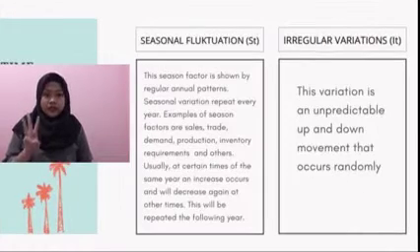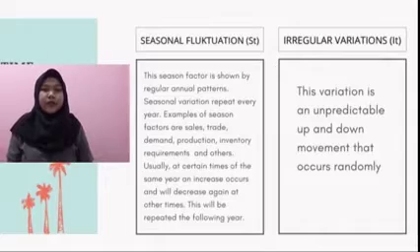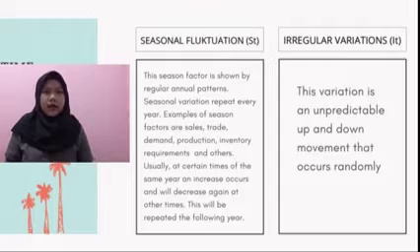Third is seasonal fluctuation. This seasonal variation is shown by regular annual patterns. Seasonal variation repeats every year. Examples of seasonal variation are sales, trade, demand, production, inventory, recruitment, and others. Usually at certain times of the year, an increase occurs and will decrease again at other times. This will repeat the following year.